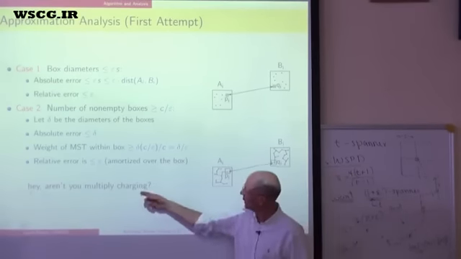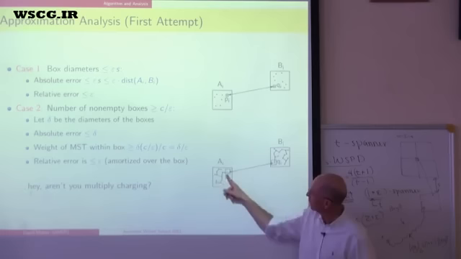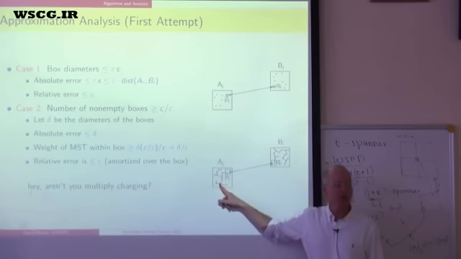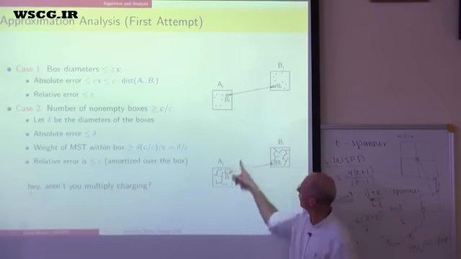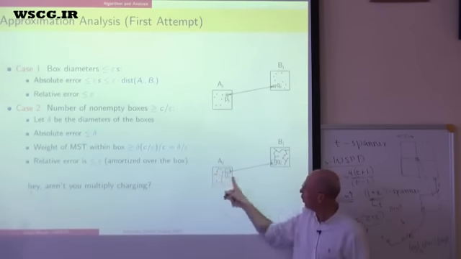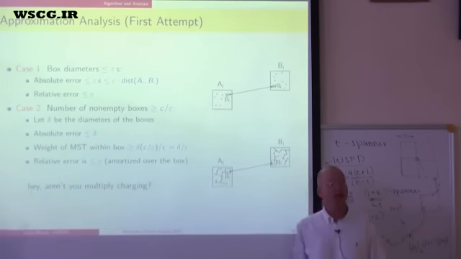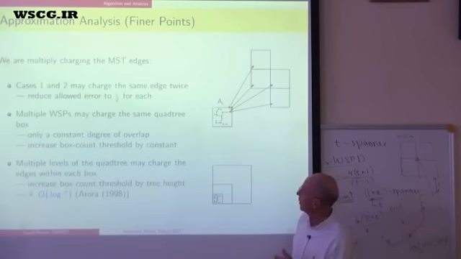Now, you might complain at this point. You'd say, hey, wait a minute here. You're charging the weight of this edge against this spanning tree stuff here. But this is just one of the well-separated pairs that is using this. There's a well-separated pair out here, out here, out here, out here. Those guys could all be charging the same branches of the spanning tree. And that would not be good. So there is an issue here about multiply charging.